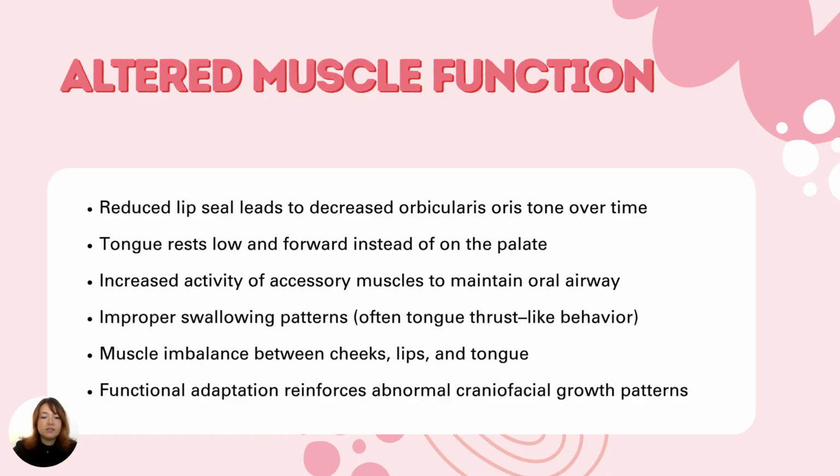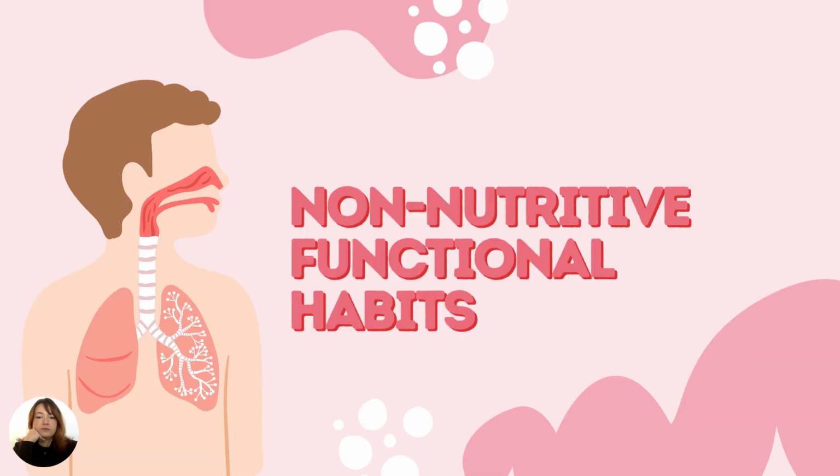Increased activity of accessory muscles to maintain the oral airway. The accessory muscles are such as the buccal or the masseter muscles, leading to grinding, clenching, bruxism, attrition, things like those. Improper swallowing patterns, often tongue thrust-like behavior, and muscle imbalance between cheeks, lips, and tongue. Functional adaptation reinforces the abnormal craniofacial growth patterns.